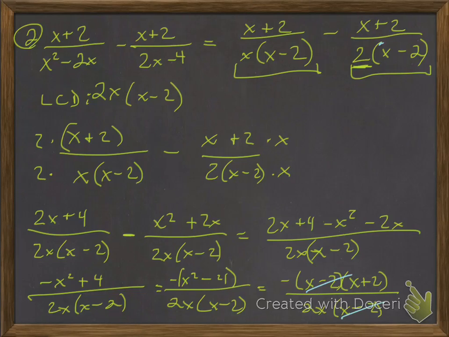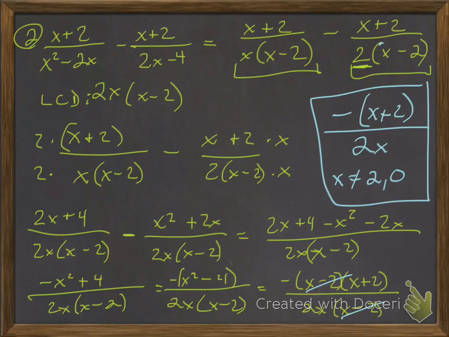So my answer, I'm going to write up here, negative times x plus 2 over 2x. My restrictions, remember before I canceled out, x cannot equal 2. Because the 2x, that means that x cannot equal 0 as well.